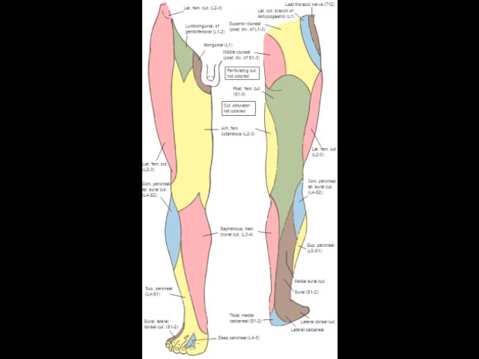And then going down in the pink, you see the saphenous cutaneous nerve. And on the blue part to the right, you see the common perineal lateral cutaneous nerve. And those are the major ones I want to point out there.